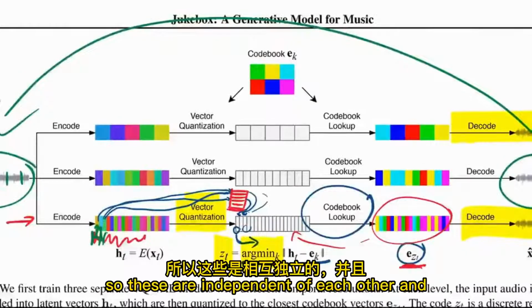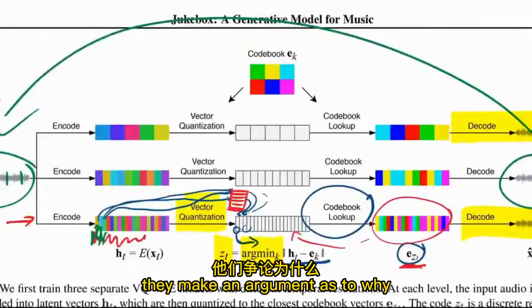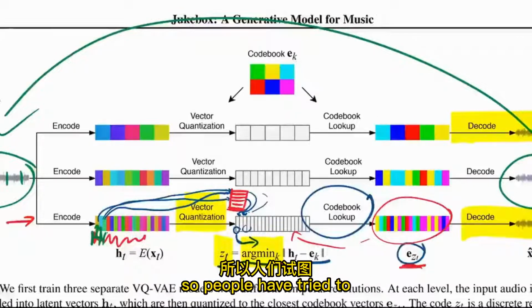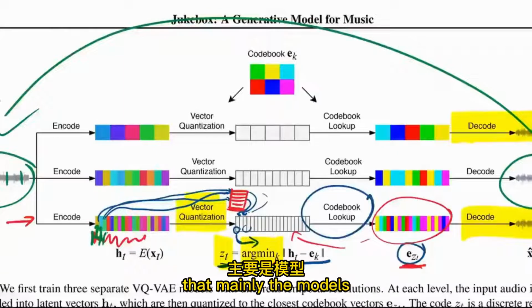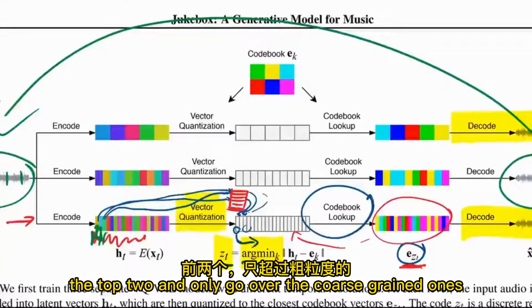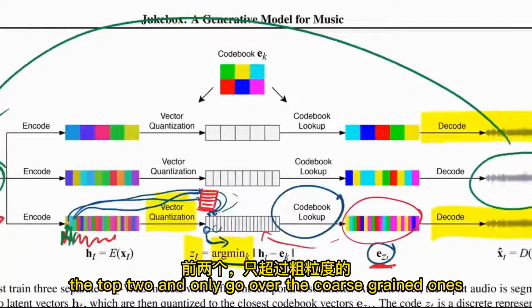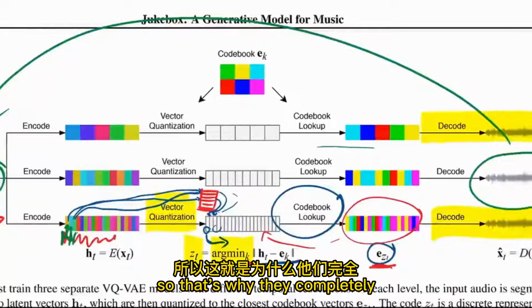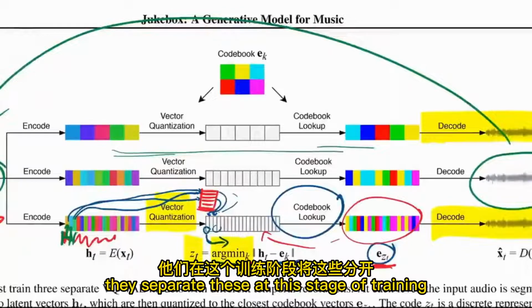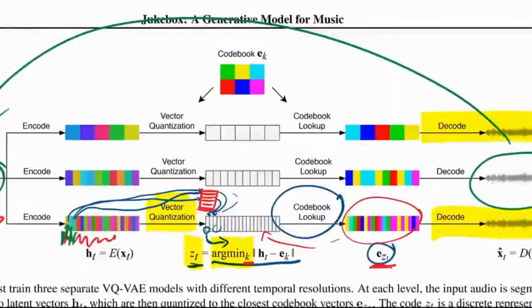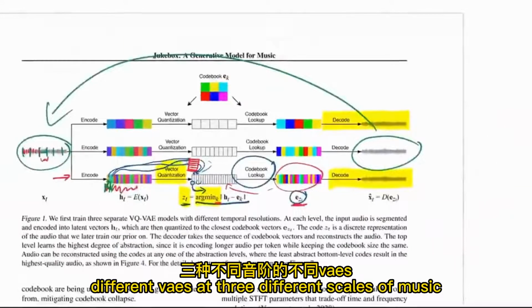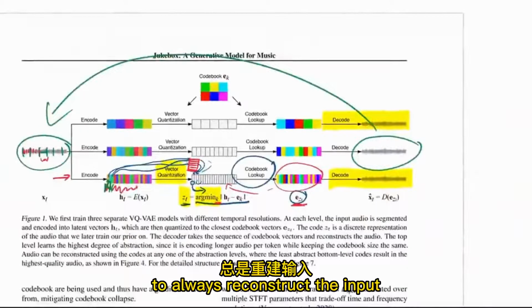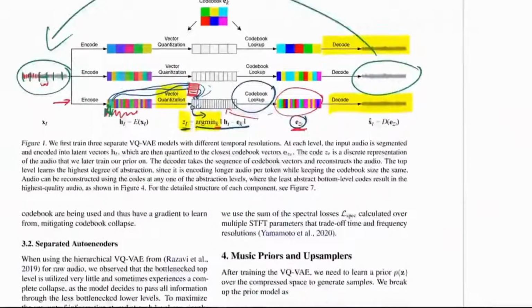So these are independent of each other, and they make an argument as to why. People have tried to share these architectures, but have found that mainly the models will basically ignore the top two and only go over via the coarse-grained ones. So that's why they separate these at this stage of training. All right, so we have trained 3 different VAEs at 3 different scales of music to always reconstruct the input.